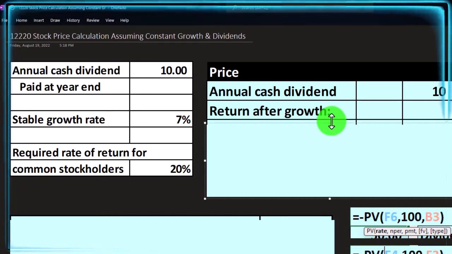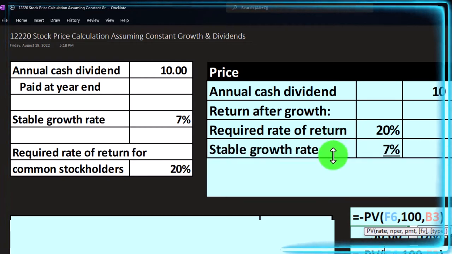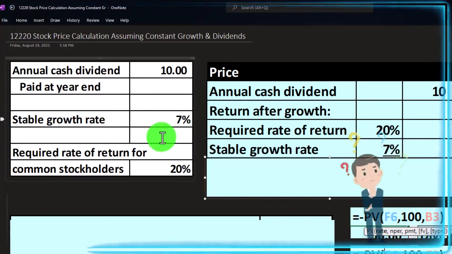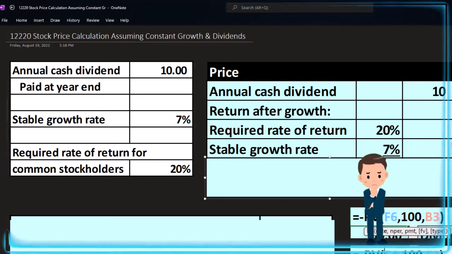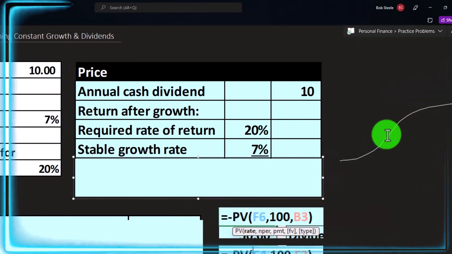The return after growth. So the required rate of return, we need to get a rate of return of 20, and we're thinking that the stable growth rate will be 7%. Now, of course, how would we know what this stable growth rate is? We don't, right? We're looking at the trend. We might look at trend analysis in the past and see if we can extend that trend into the future.